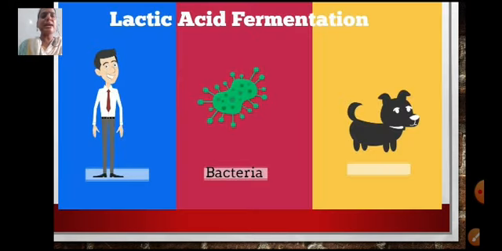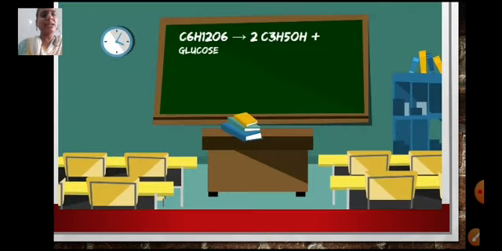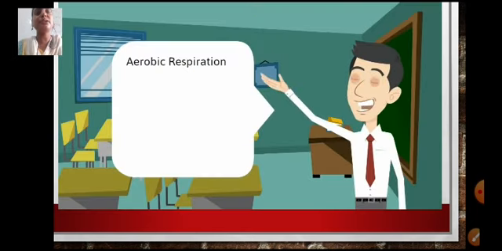Lactic acid fermentation takes place in bacteria and also in some organisms, as we have seen here. So what happens during lactic acid fermentation? Glucose will be broken down into lactic acid, carbon dioxide, and also energy will be produced, but the amount of energy, as I have told you, will be very less. The ATP that is generated is less.